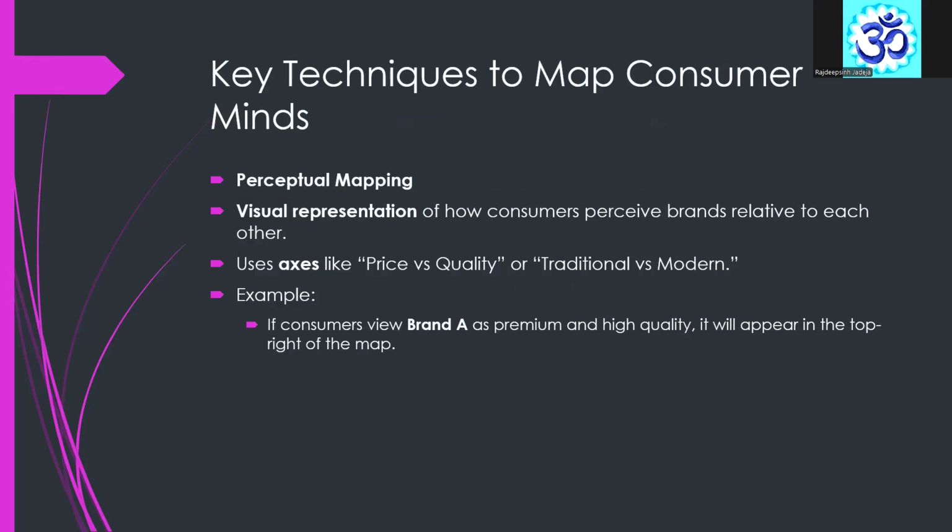What are the key techniques to map the consumer's mind? First is perceptual mapping. It is a visual representation of how consumers perceive brands relative to each other. It uses axes like price versus quality, or traditional versus modern. Here is an example. If consumers view brand A as premium and high quality, it appears in the top right of the map.